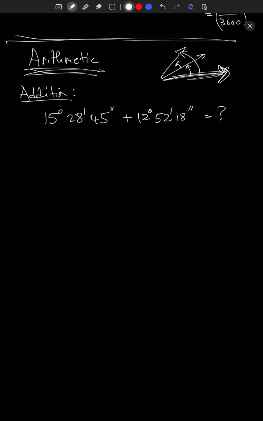All right. So again, a lot of our applications can be seen through motion. All right. Okay, so how do we actually do this? Well, the good news is we kind of already know because we already know arithmetic, except we have to do a little bit of modifications. So let's just actually do it the way we kind of traditionally learned arithmetic, which is to put things in columns, right? So 15 degrees, 28 minutes, 45 seconds, 12 degrees, 52 minutes, 18 seconds, and we're just going to add them like this, all right?